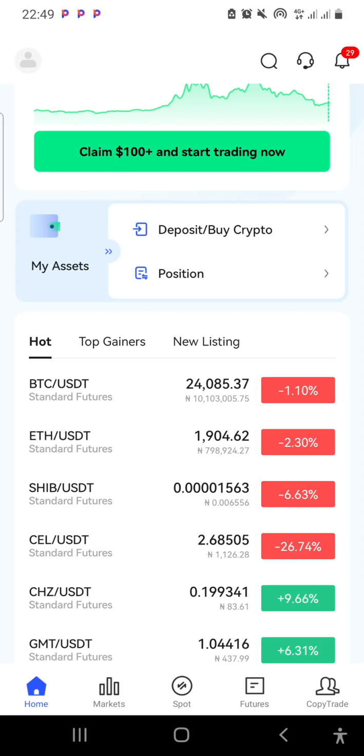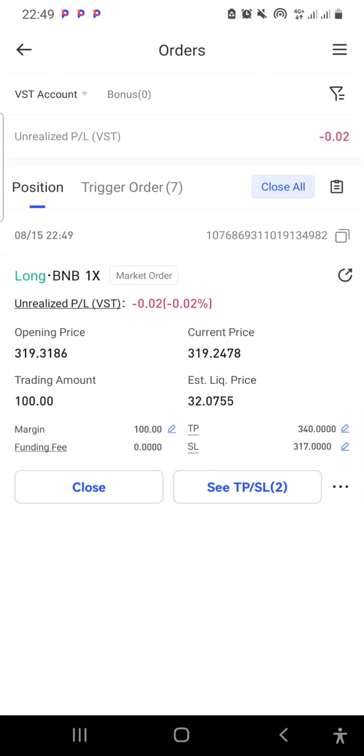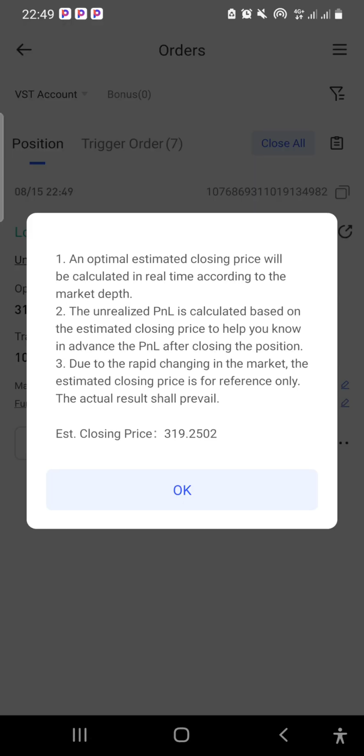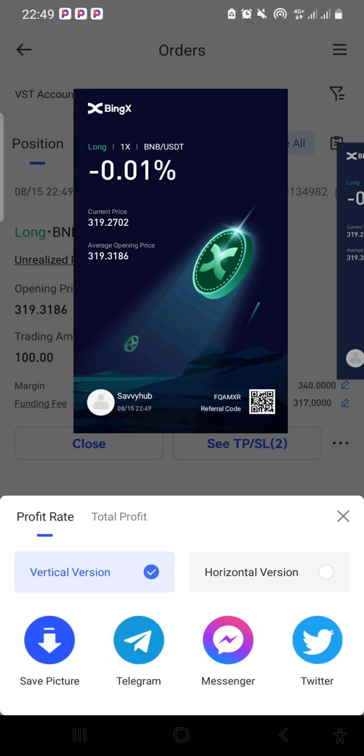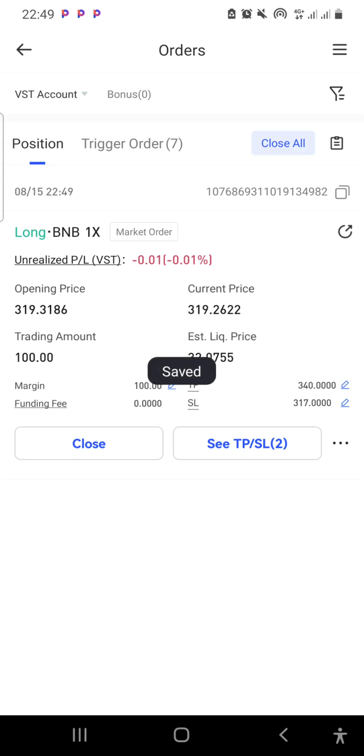Position, so that you can see that it is showing. So unrealized PL, this thing. This is the stuff that it used to show on Binance, where people used to showcase. If you want to save a screenshot or picture, you can just save it on your phone. You click on this arrow sign here, you can see the opening price, current market price, trading amount $100, estimated liquidation price $32. That is, BNB has to get to $32 before I get liquidated on this trade.